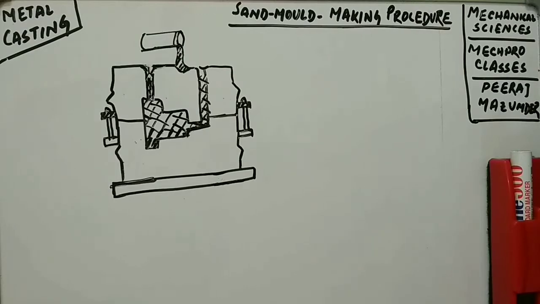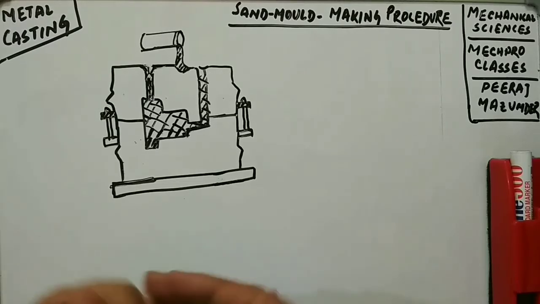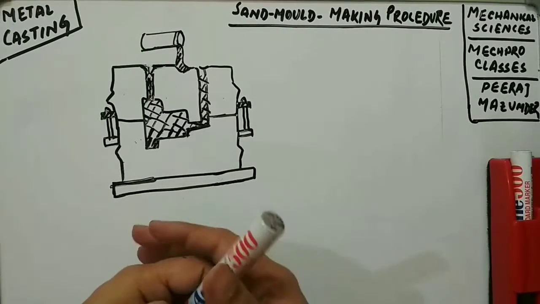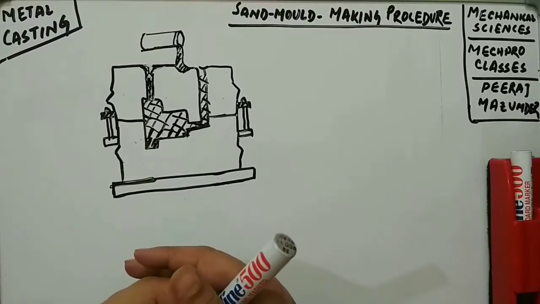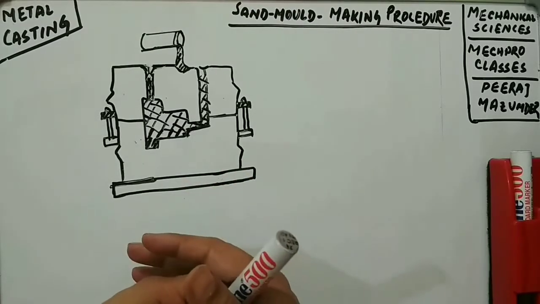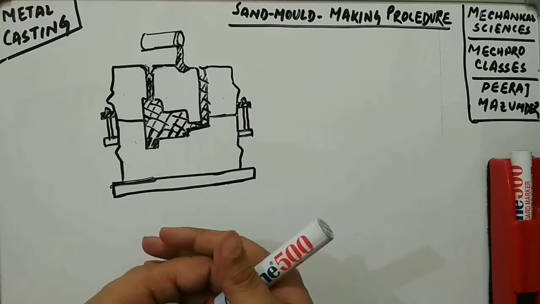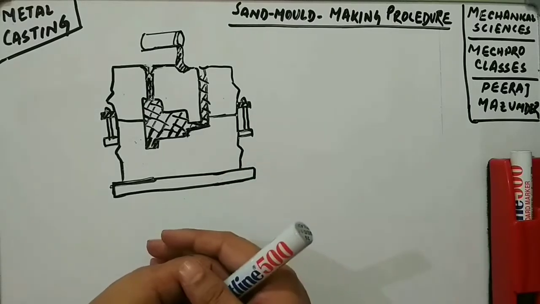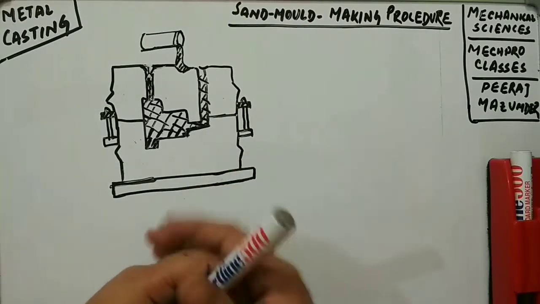Previously, in the first video of casting, we discussed the introductory part of casting along with its background, history, and many advantages of the metal casting process, as well as its limitations. And we also discussed different casting terms in relation to a 3D diagram.